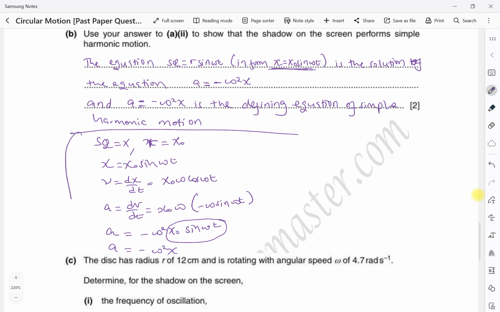So from this, the equation SQ equals R sine omega t can be a solution to a equals negative omega squared x. That's why I'm saying this shows that it is performing simple harmonic motion, because the equation is the solution of the equation a equals negative omega squared x, and that equation is the defining equation for simple harmonic motion.